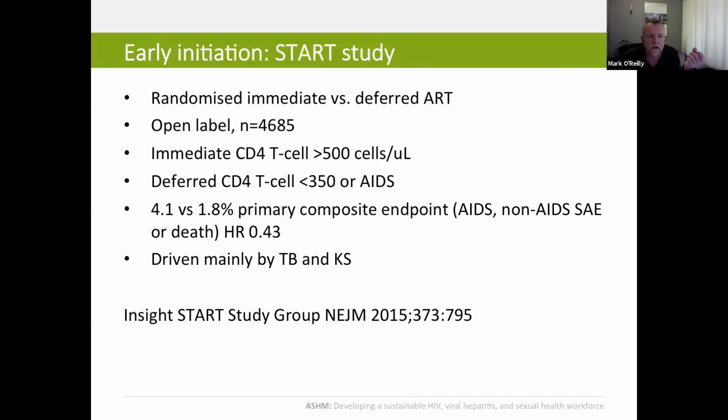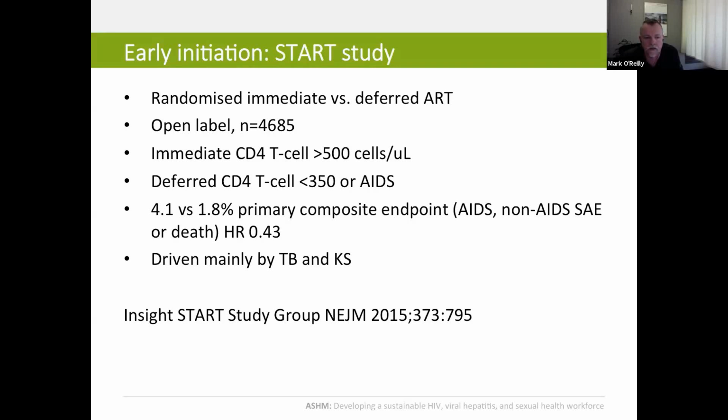So the START study was about early initiation of antiretroviral therapy. 4,685 people from around the world were randomised 1-to-1 to either commence antiretroviral therapy immediately or to defer their therapy. In the immediate arm, they initiated therapy when their CD4 count was above 500 cells per microliter. And in the deferred group, they initiated therapy when their cells fell below 350 or they had an AIDS-defining event.